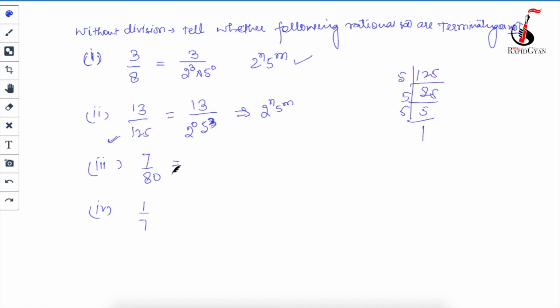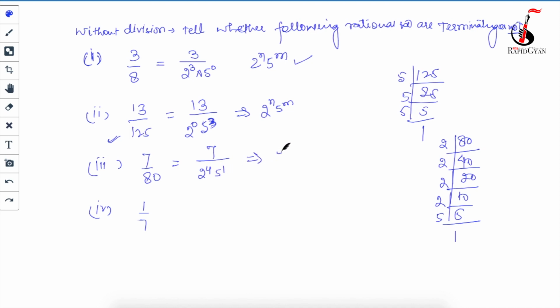Let's do the same for 7 upon 80. Let's do the factorization of 80. What you will get? 2, 40, then again 2, it's 20, and 2, it's 10, and 2, it's 5, and then 5, it's 1. So this is 7 upon 2 to the power 4, 5 to the power 1. This is already in the form of 2 to the power n and 5 to the power m. So yes, this is also a terminating decimal.